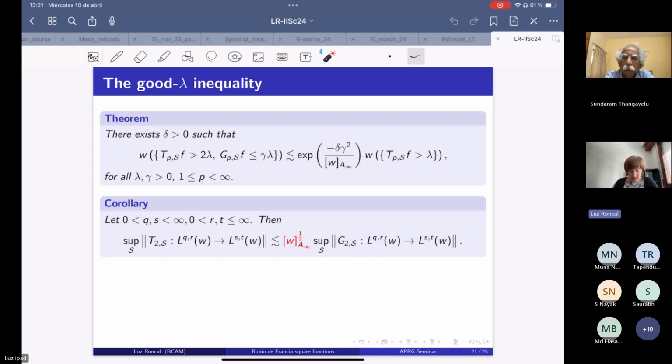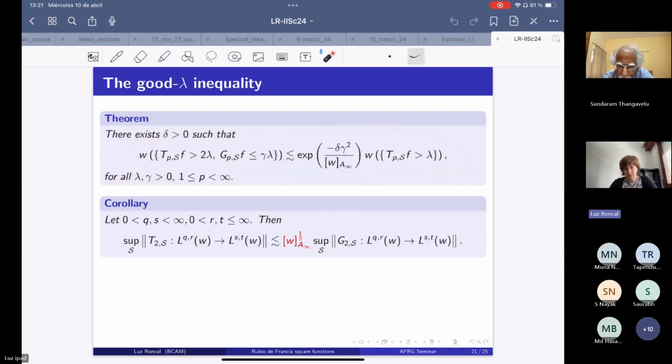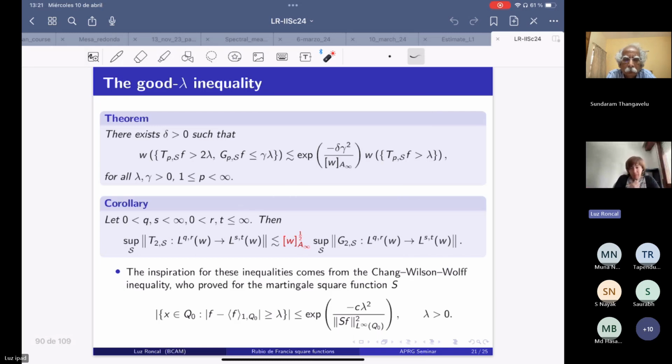The important thing is that to prove this good lambda inequality, one needs a pointwise inequality. We don't know how to elaborate such a good lambda inequality if we just have sparse form inequalities. Of course, with a weaker assumption, then you have the same result. Okay, so we don't know how to do that. Probably, maybe it's not even true, but okay.